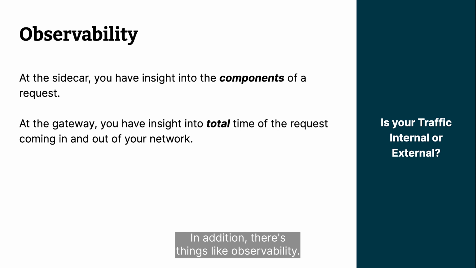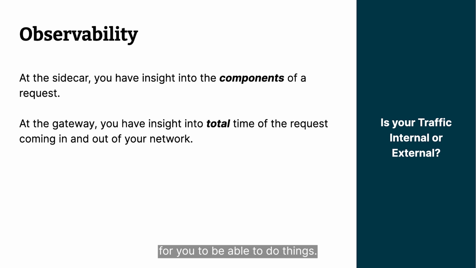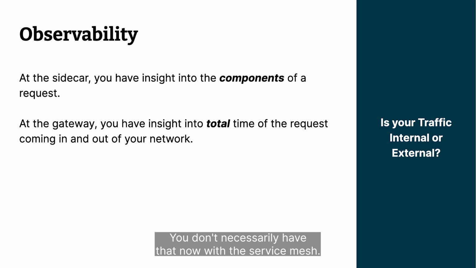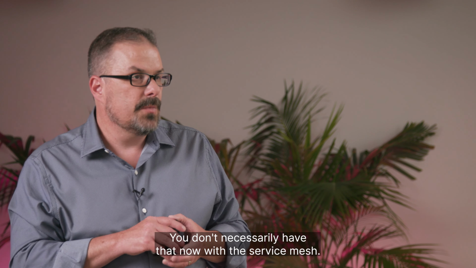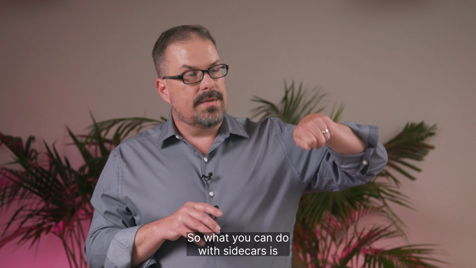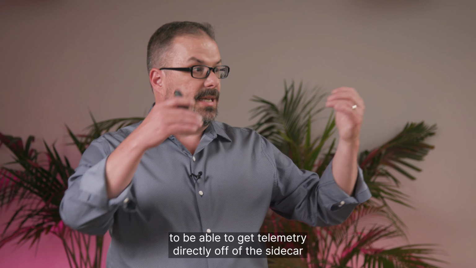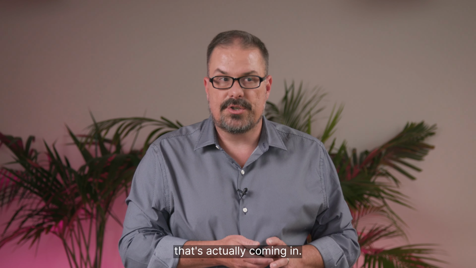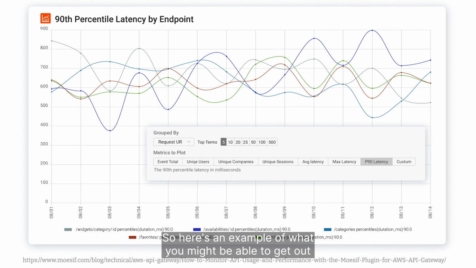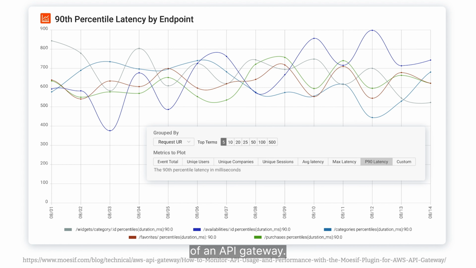In addition, there's things like observability. At the sidecar, you have insight into the full components of the request. Again, remember back to that monolithic example where the operating system had access to all the processes for you to be able to do things. You don't necessarily have that now with the service mesh. So what you can do with sidecars is get telemetry directly off of the sidecar and create a more complete view of the request that's actually coming in. So here's an example of what you might be able to get out of an API gateway.